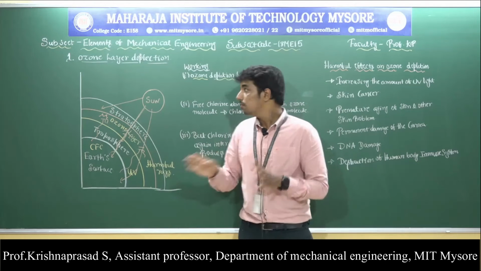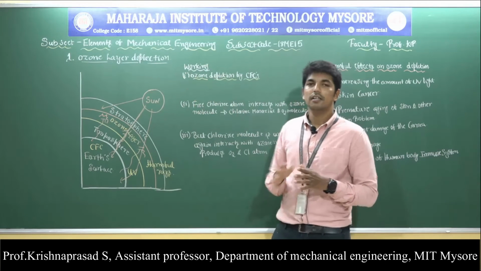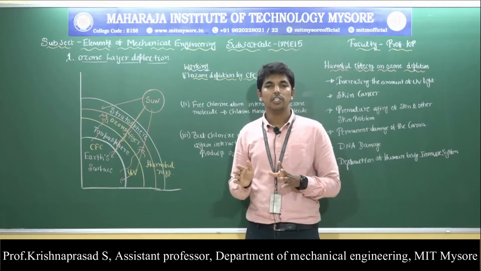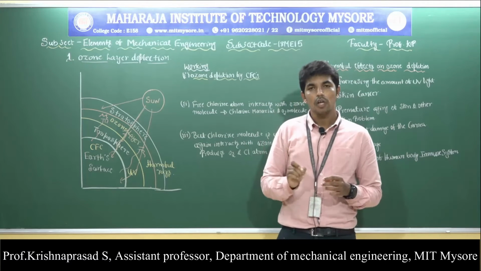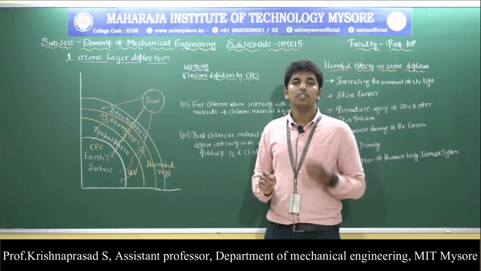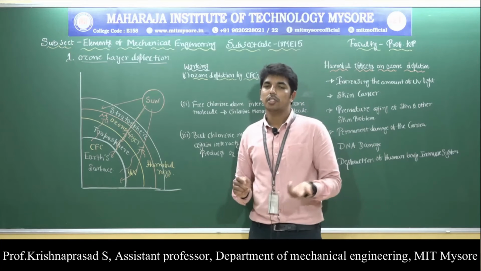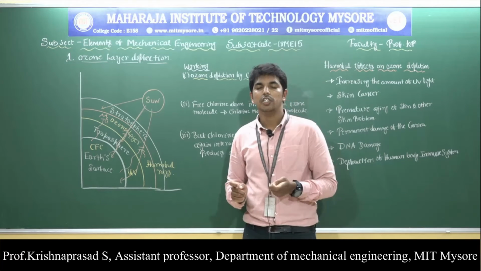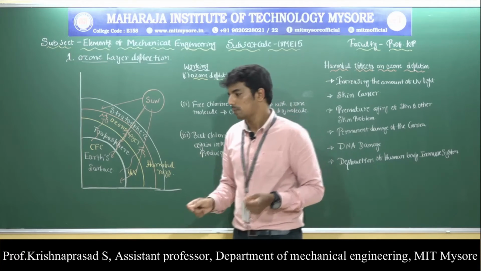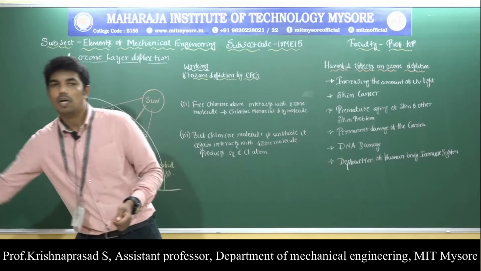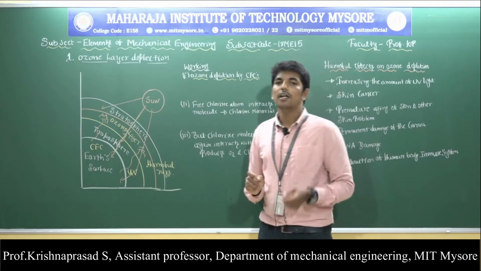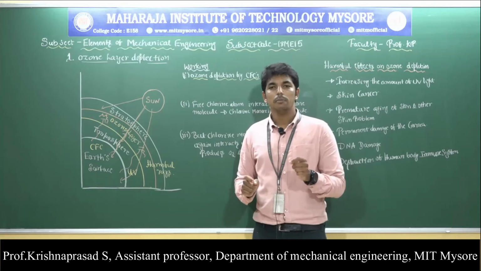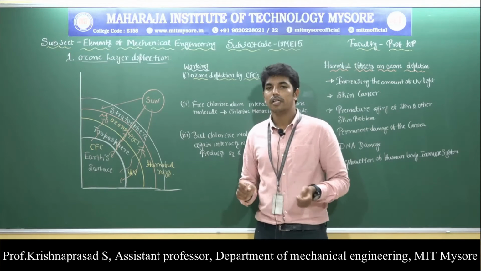So what is the meaning of ozone layer depletion? Ozone layer depletion is nothing but the reduction of the amount of ozone molecules in the stratosphere. And what is the main cause for ozone layer depletion? The main cause is nothing but chlorofluorocarbon. So what is chlorofluorocarbon? It is abbreviated as CFC. That means it contains chlorine atoms, carbon atoms as well as fluorine atoms.